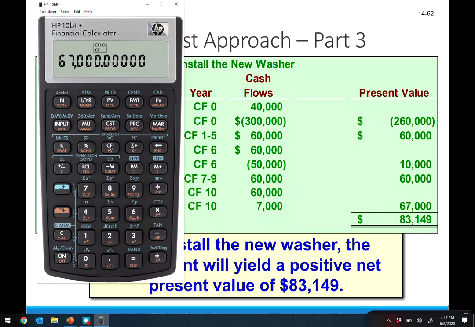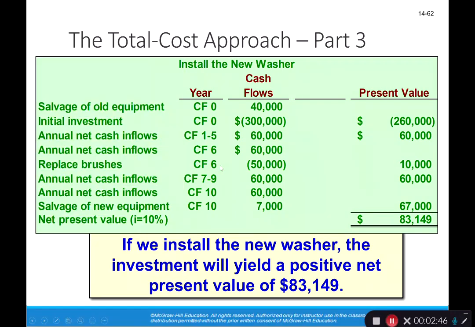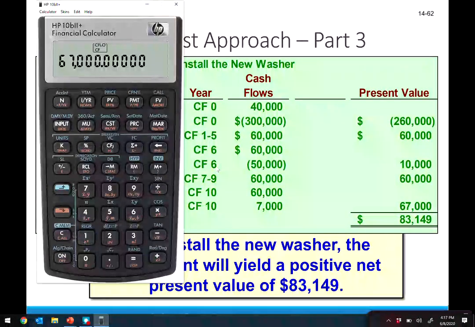And then we have to put in our discount rate. I already forgot what that was. 10%. So 10 is our I, and then I hit the shift and NPV, and I screwed something up along the way. Let's try that again. 10 is I, shift NPV, and there you go. I must have hit the wrong button when I put in my I.